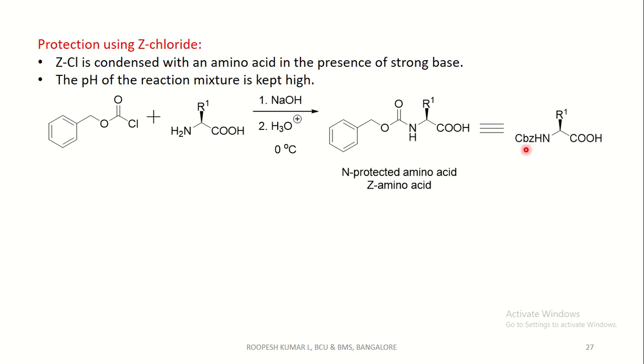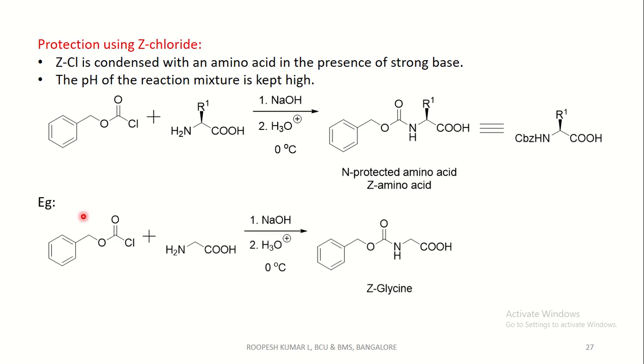And this is abbreviated as CBZ amino acid or Z amino acid. And the reaction, as I said, the pH of the reaction mixture is generally kept high just because it has to neutralize the HCl so generated in this reaction. That is, the amino group comes and attacks the carbonyl carbon, so the Cl goes out and therefore HCl is generated. So to neutralize this HCl, the pH of the reaction mixture is kept high, that is around pH 8 to 9.